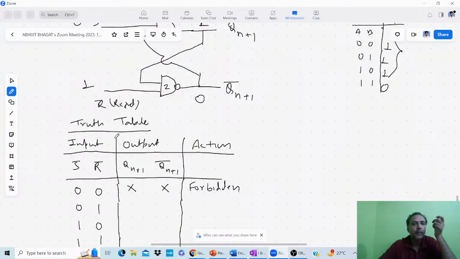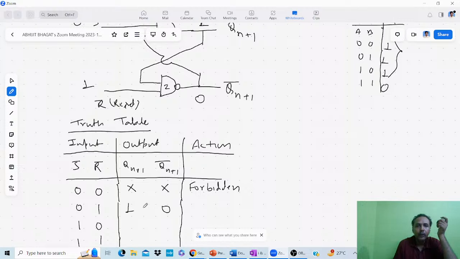So for 0 1, this is 1 and this is 0. So your Q is 1, so it is the set condition.